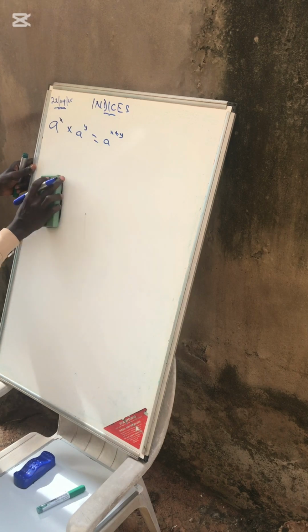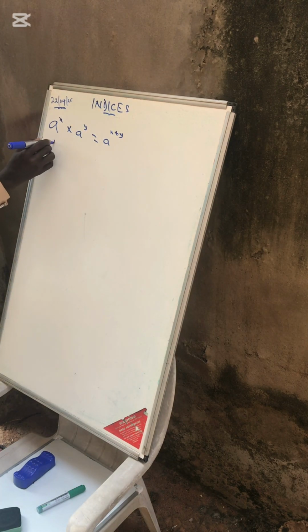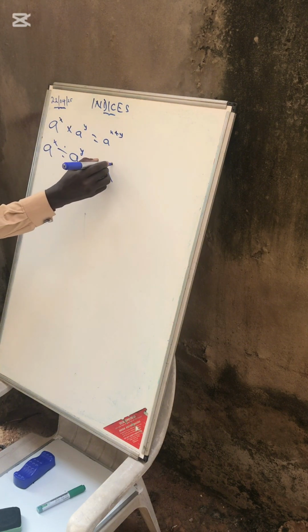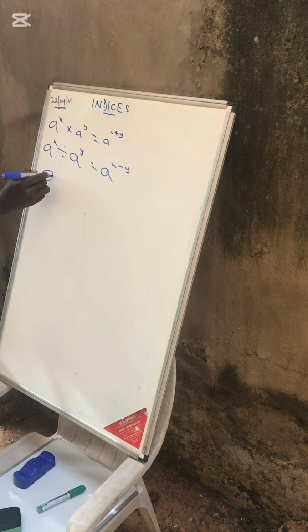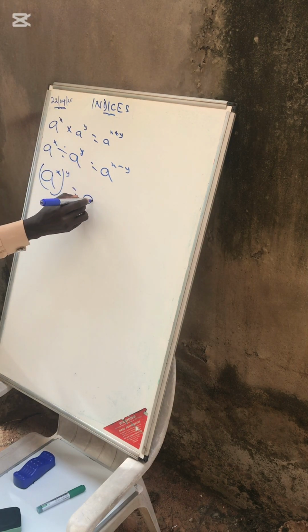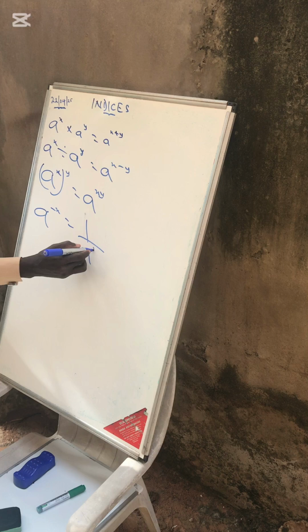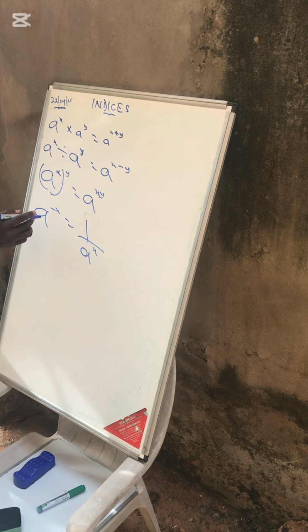That's what the rule says. A raised to power x divided by a raised to power y will also be equal to a raised to power x minus y. Exactly. A raised to power x, all raised to power y, is a raised to power x times y. A raised to power minus x means 1 over a raised to power x. You can also say 1 over a raised to power x is equal to a raised to power minus x.